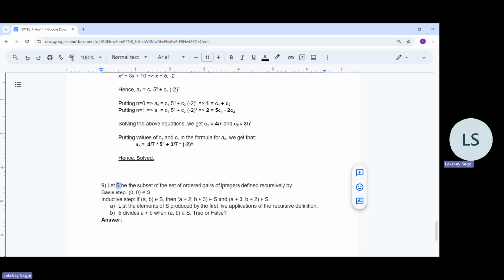And what's the definition of S? What elements are contained in S? First of all, we are given the base case, like here we are given the values of A0, A1. Similarly, here we are given the base case that (0, 0) belongs to S. Then the recursive step is that if (a, b) belongs to S, then (a plus 2, b plus 3) and (a plus 3, b plus 2) also belong to S.